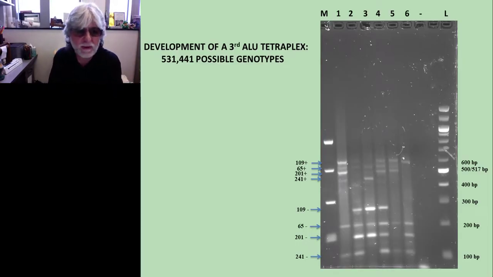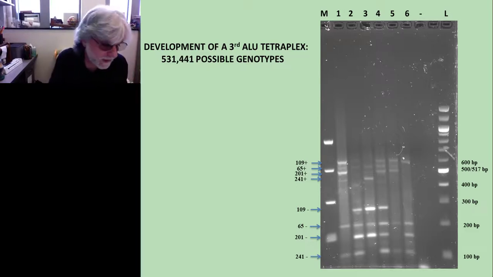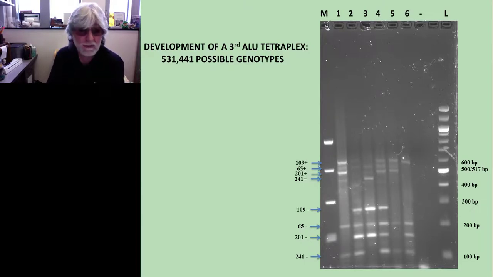I also developed a third tetraplex. And by doing that, I've gone from 81 possible genotypes to 65,000. And when you include a third one, so 12 loci, we've got over 531,000 possible profiles. So again, thinking in terms of an undergraduate classroom, it's a simple to use method, and you can generate very complex genotypes.